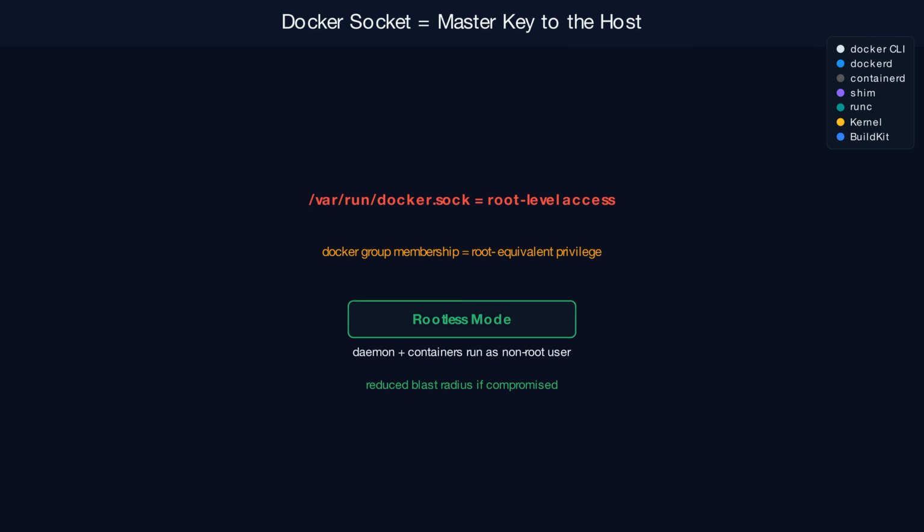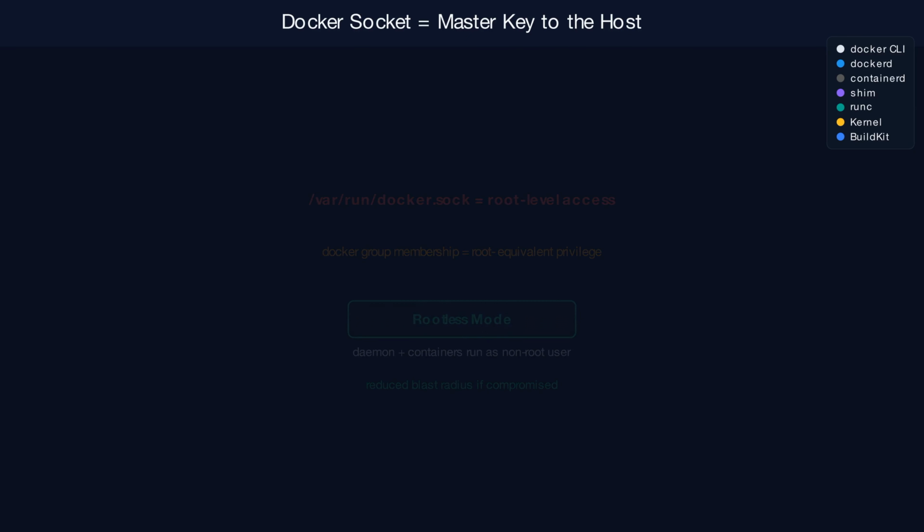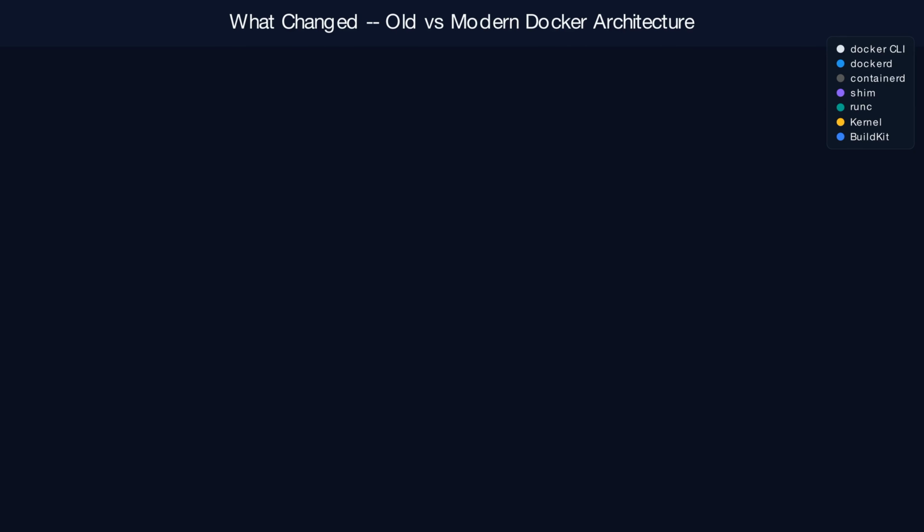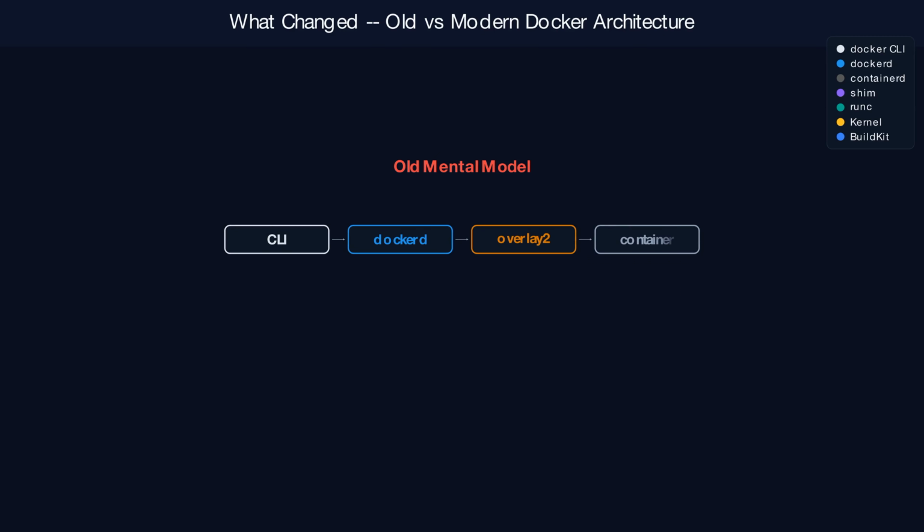Containers versus VMs. A VM has its own kernel, its own isolated hardware layer. A container shares the kernel but isolates at the process level. Containers are lighter and faster, but the security boundary is thinner. The best practice, principle of least privilege. Drop capabilities. Enable seccomp. Use read-only root file systems. Run rootless where possible.